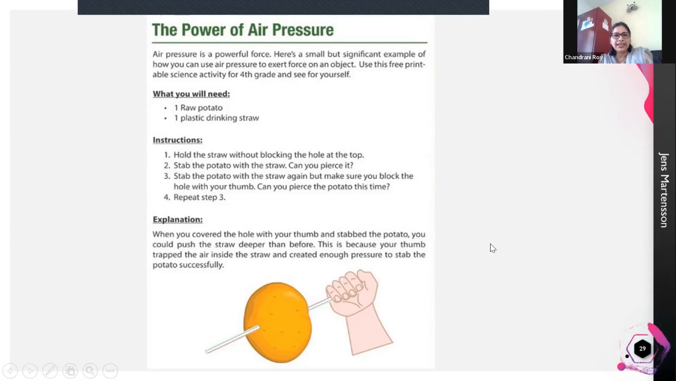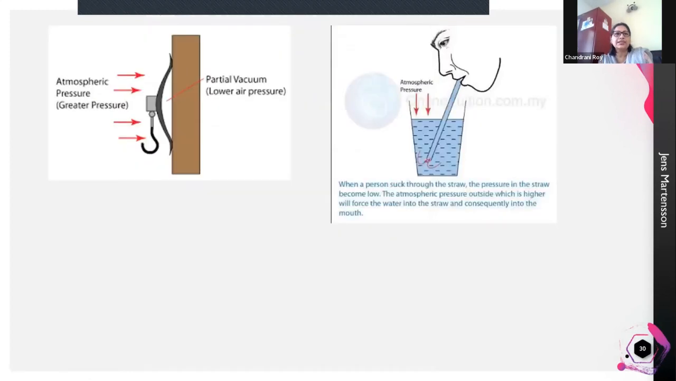These are the applications of atmospheric pressure. We can talk to them about a sucker and how we can use a straw. When we suck with a straw, this is again atmospheric pressure, which helps us to bring the liquid up to us. I'm stopping my share because I would like to show you what I was talking about, the potato experiment.